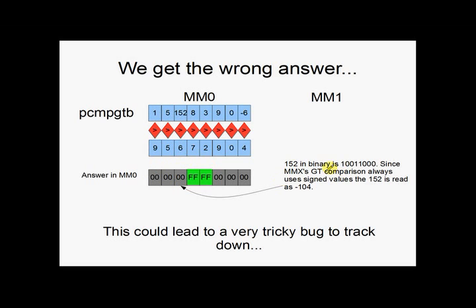Why? Well, that's because 152 in binary is 10011000. And MMX greater than comparisons are always signed. So the CPU doesn't see 152 as 152. It sees it as the signed value -104. What it's really asking here is is -104 greater than 6? The answer is of course no, so it puts 00 there. Alrighty, so just be careful. Remember that greater than for bytes, words and dwords is always signed in MMX.